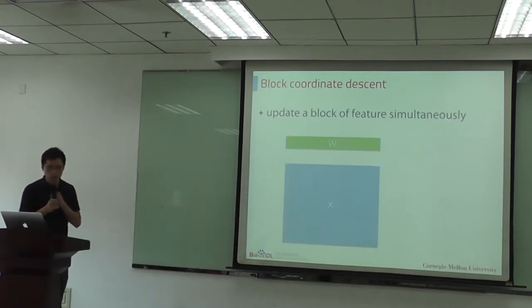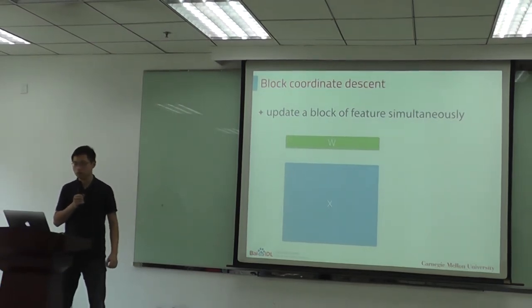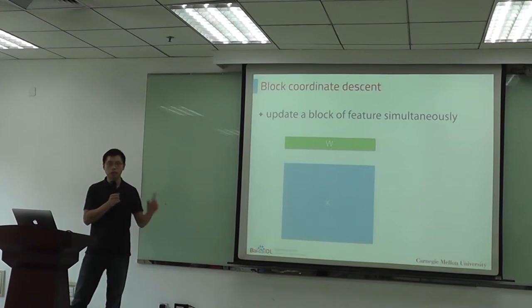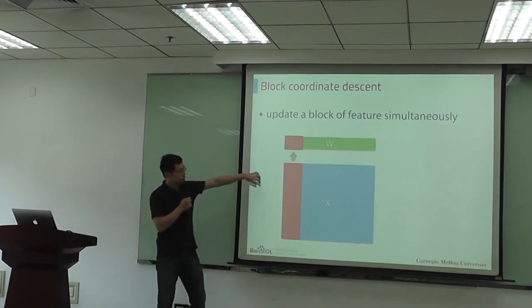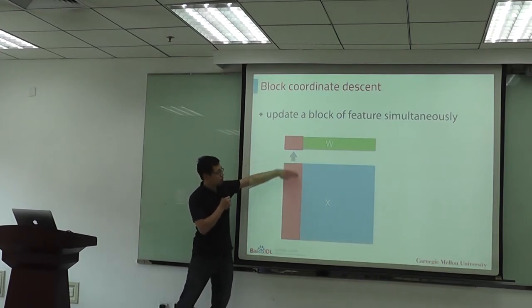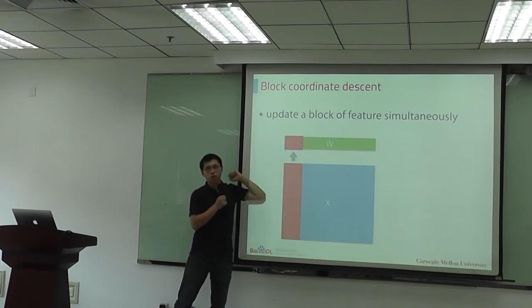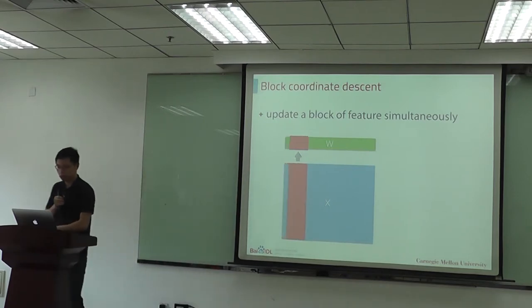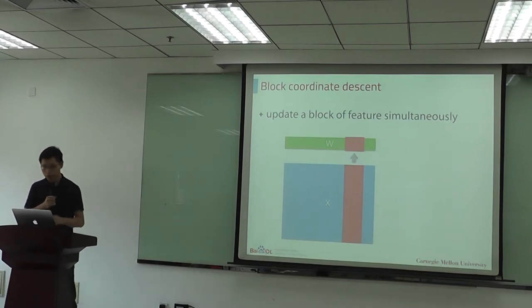So what you can do is, okay, updating one feature is expensive, but we can update a block of features rather than just one. That is, each time, rather than one column, we pick a block of columns, compute the gradient over this block of columns, and update the weights of the model. And next time, you move to the next block. And next time, you move to the next block. This is the algorithm.